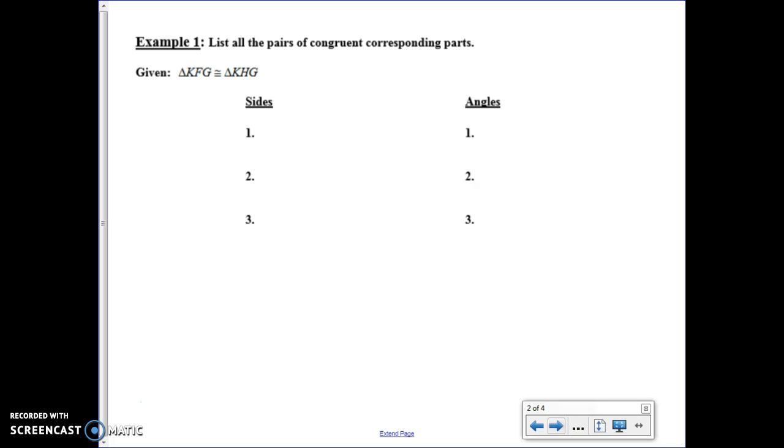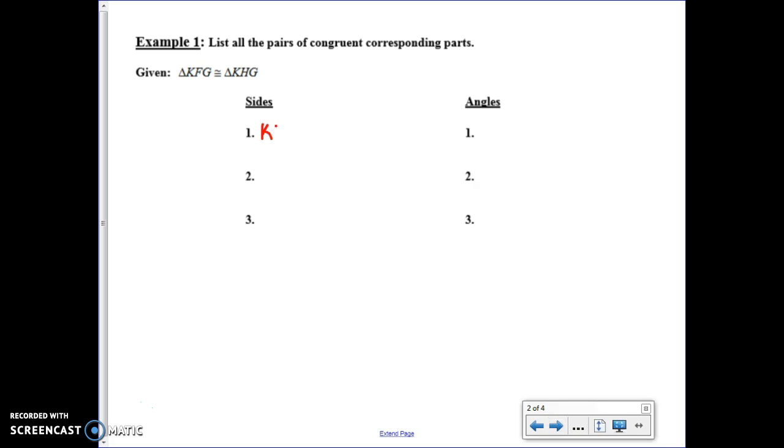If you need to peek, there's a picture on the other side of your page on the notes, but try to fill these in. So pause the video right now, try to fill them in. I'm going to fill them in up here right now. So I see sides that match up, and I'm using this statement to get me there.